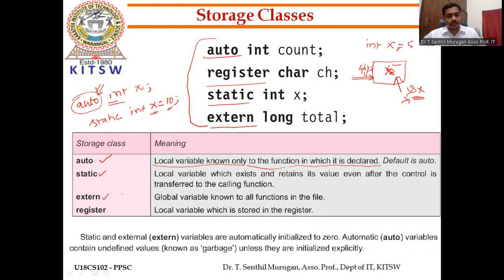Next one, extern. So what is extern? Extern means a global variable known to all functions in the file. Wherever we declare global variables, meaning variables declared outside of the function, the variable can be used by all the functions throughout the C program. So that is considered the extern storage class.